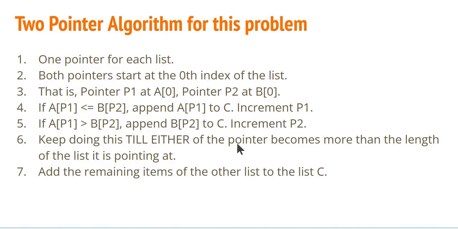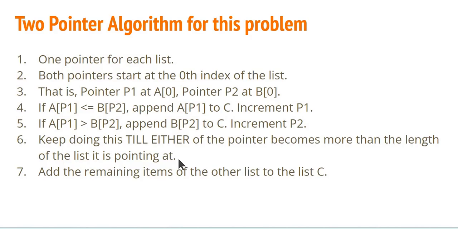Right? So that's the idea, and we keep doing this till either of the pointers becomes more than the length of the list at which they are pointing. This is very interesting. Both the pointers must be pointing within the list. The moment either of them becomes more than the length of the list, the algorithm stops.